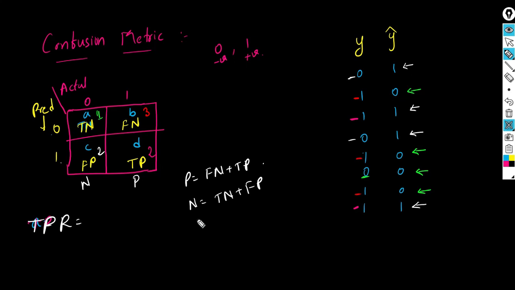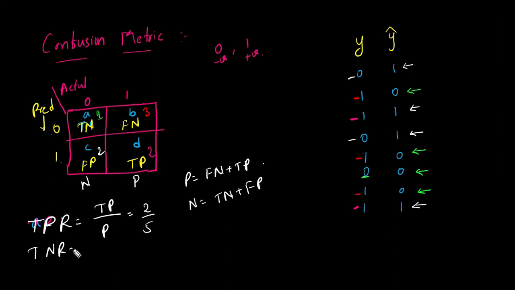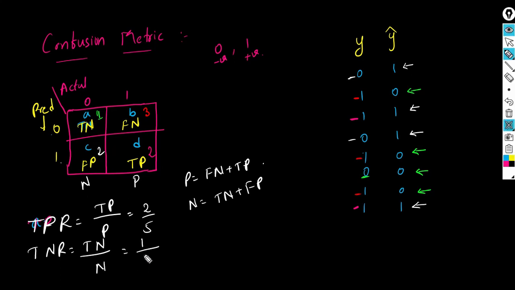Now find the true positive and true negative rates. True positive rate is equal to true positive by positive. How much do we get here? True positive is 2, positive is 2 plus 3, 5. And now true negative rate. True negative rate is equal to true negative by negative. True negative is 1, and negative sum is 3.